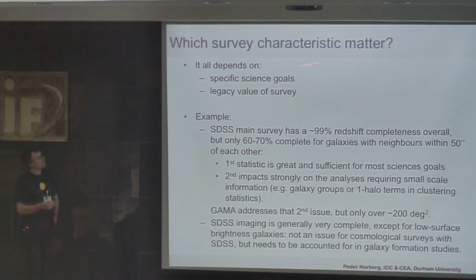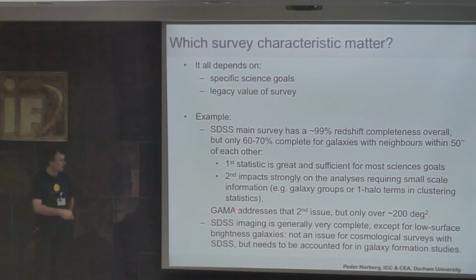So which survey characteristics matter? It depends on specific science goals and the legacy value of the survey. Take SDSS, for example: 99% or even higher redshift completeness overall, but only 60-70% complete for galaxies with neighbors within 50 or 55 arcseconds of each other. The first is great, a fantastic survey, I can use it. The second impacts strongly on analyses requiring small-scale information. So these are things one needs to bear in mind.